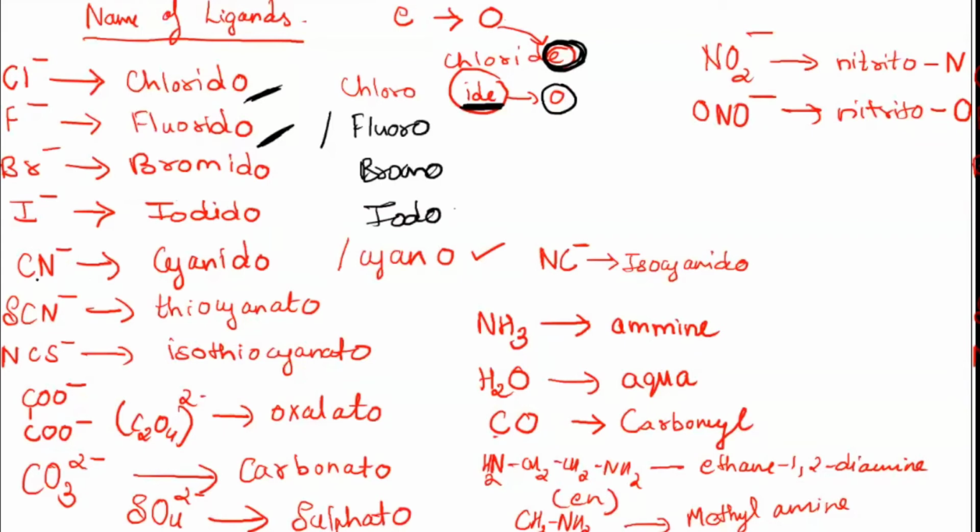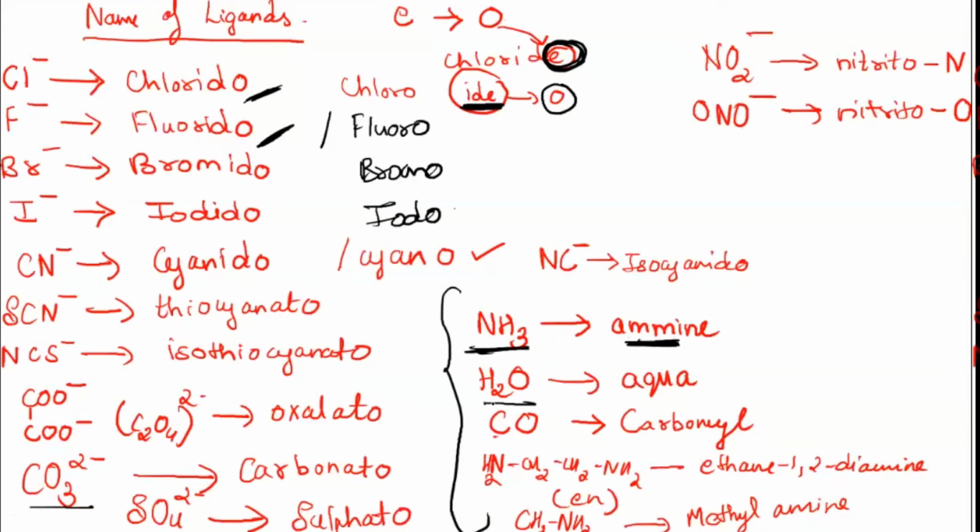Then CN minus is cyanido or cyano. SCN minus is thiocyanato, then NCS is isothiocyanato. Then oxalato ion. Then you can see here CO3 2 minus is carbonato, SO4 2 minus is sulfato. Charge also you should keep in mind, students, because it's required later when I'm doing the naming, and you will understand where it is required. After that we have neutral ligands, which have slightly different names. NH3 is called amine with a double M. See the spelling also. Write it correctly: A-double-M-I-N-E, amine.